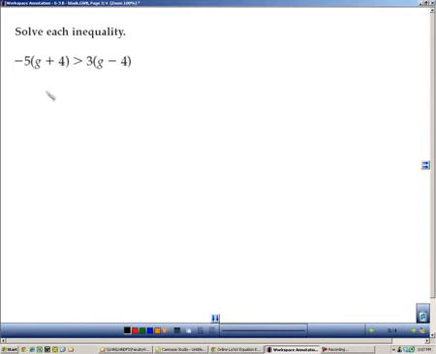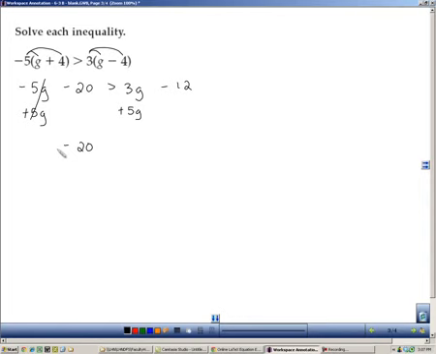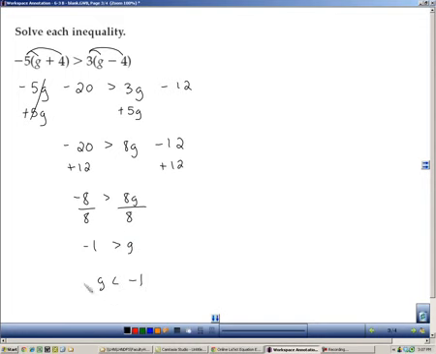Here's another example. Start by eliminating the parentheses by distributing the -5 and distributing the 3. I'm going to move the smaller coefficient. -5 is smaller than 3, so we will add 5g to both sides. So -20 is greater than 8g minus 12. Move the 12 away. So this is a -8 is greater than 8g. Divide by a positive 8. -8 divided by positive 8 is -1. And we'll change the sign to get the g on the left.